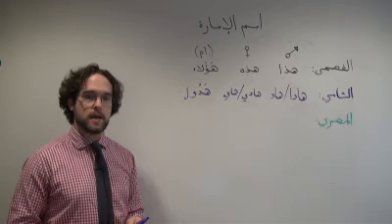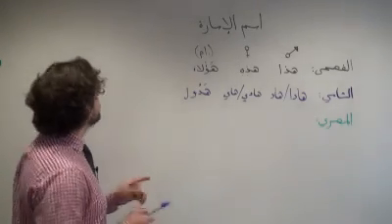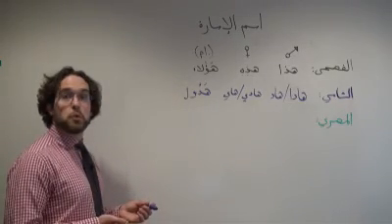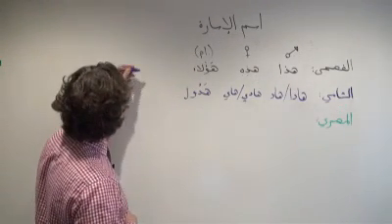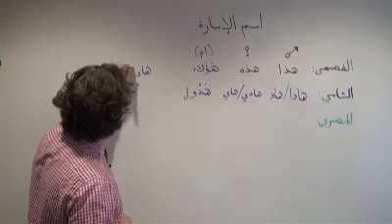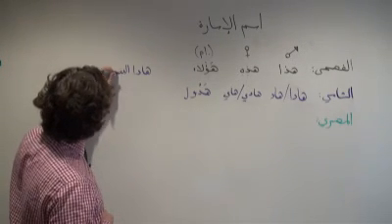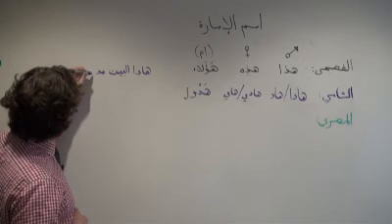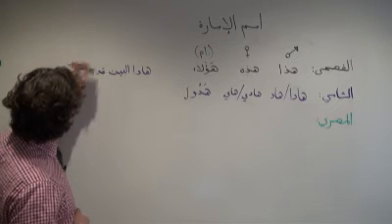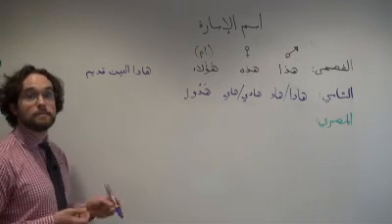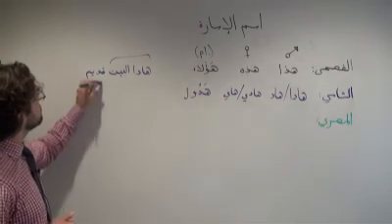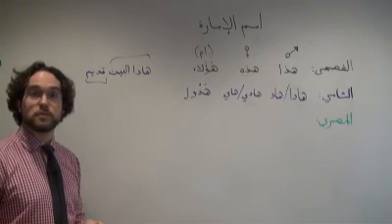So if we wanted to say, this is an old house, we could say, هذا البيت قديم, right? This house, we have our mubtada, qadim, it is old.